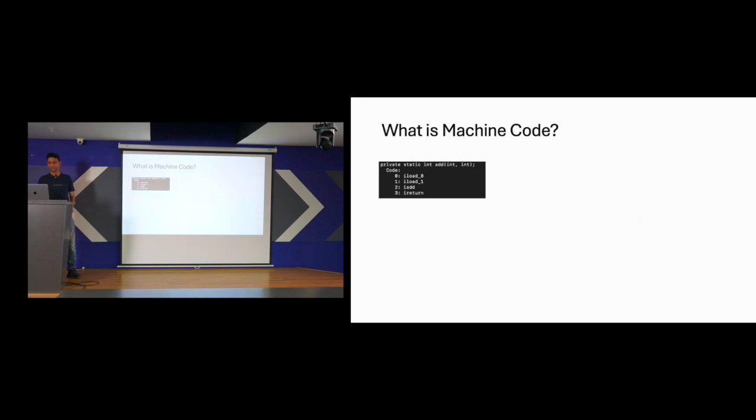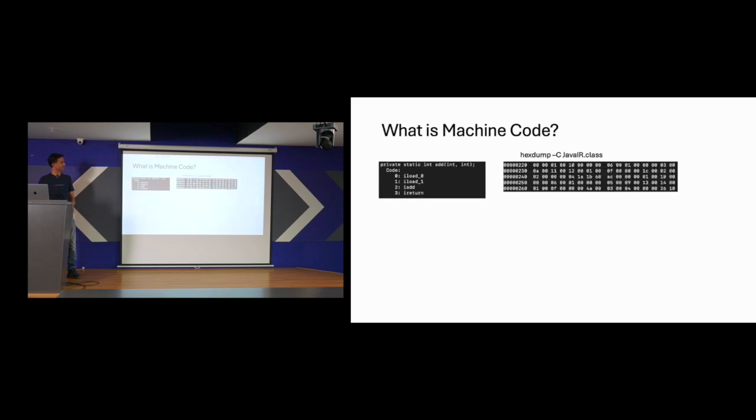What is machine code? This is what the hexdump shows. It's a command that would be available in most Unix machines. So I just did a hexdump. This is the offset, like the position in the class file where these particular entries are. Each row has 16 bytes shown.